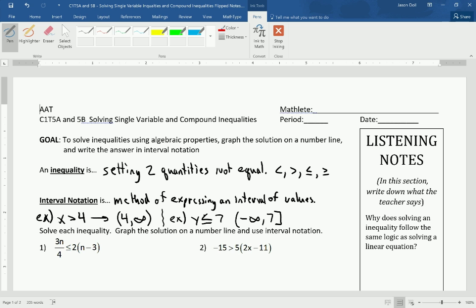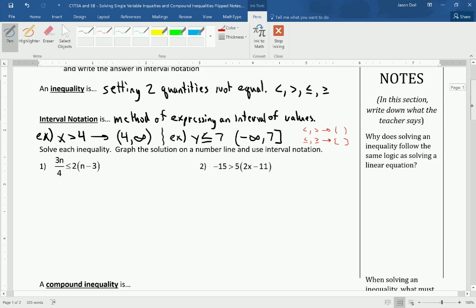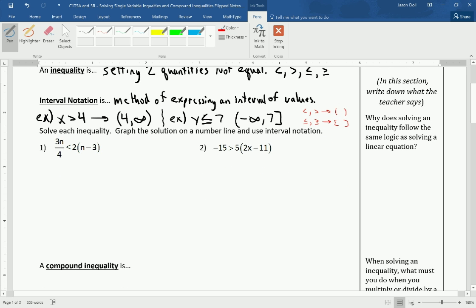All right, so what that means is with interval notation, if it's going to be less than or greater than, we're going to be using parentheses. If it's less than or equal to or greater than or equal to, we are going to be using brackets. Does that make sense? If it does, great. If it doesn't, please make sure you come to class with questions. We are going to be using interval notation and demonstrating that with all of our examples. So hopefully it will make sense as we go. But if not, we want you to ask questions.